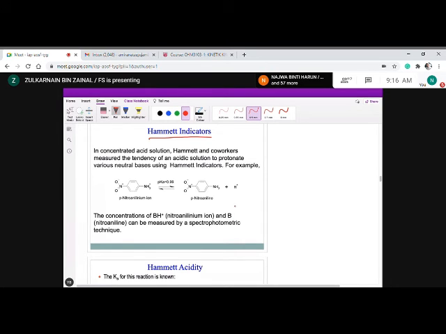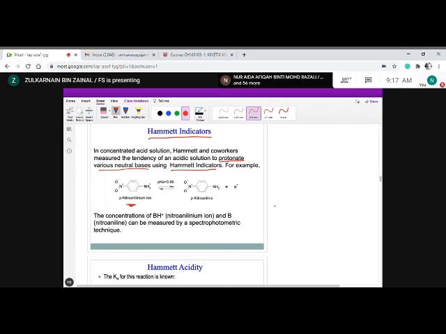In concentrated acidic solution, Hammett and co-workers measured the tendency of acidic solution to protonate various neutral bases using Hammett indicators. Hammett indicators, right? For example, this is the protonated form.